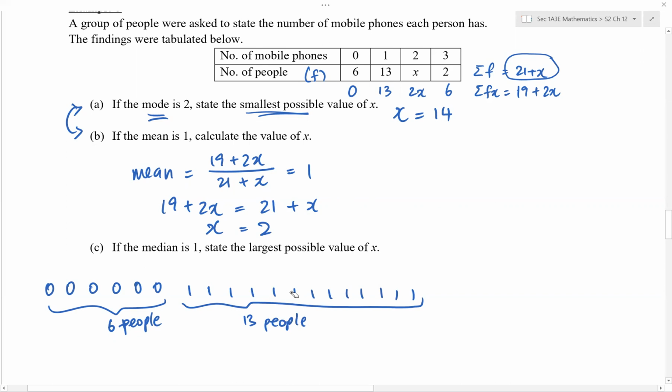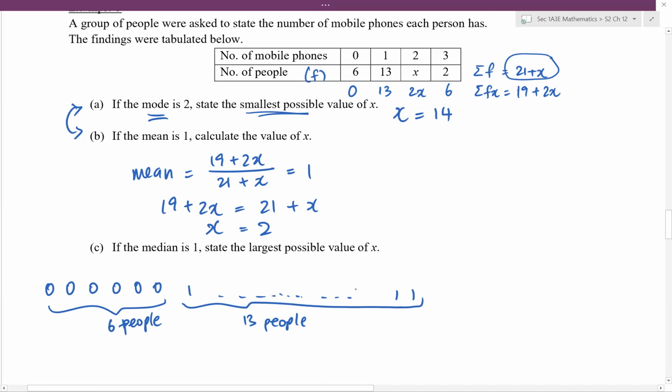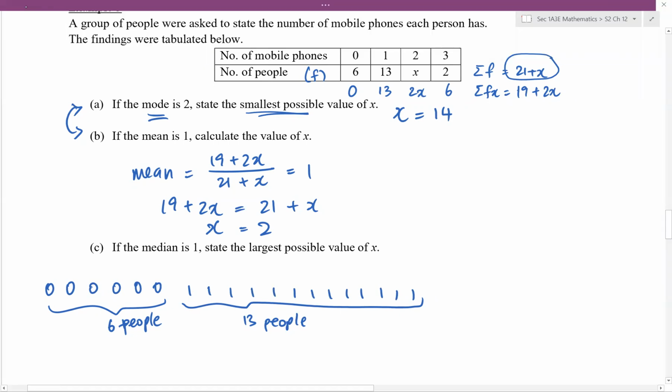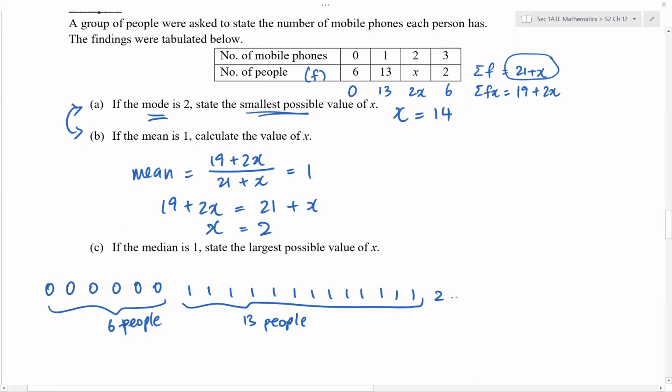It's quite troublesome, right, to write so many ones. So sometimes, the center doesn't really matter. We just put dot dot dot. Sometimes we exaggerate even more, like this. It is fine. But for the purpose of really being able to see and count, let's put in all the ones back. And how many twos are there? We don't know. So we just put some random values. We got x people. And finally we've got 2 people with 3 phones.